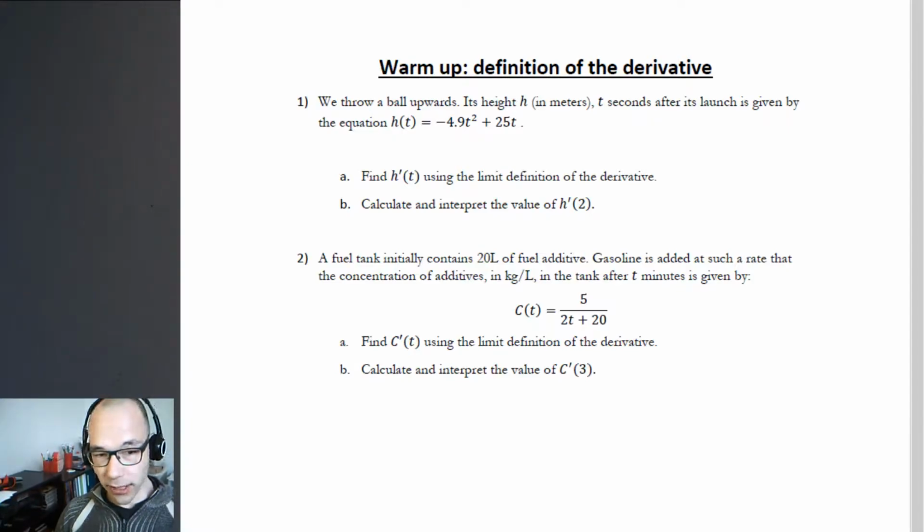For number two as well, so we have the formula giving us the concentration as a function of time, and we have to use the limit definition to find the derivative and also calculate some h prime and c prime values, and interpret those in context.